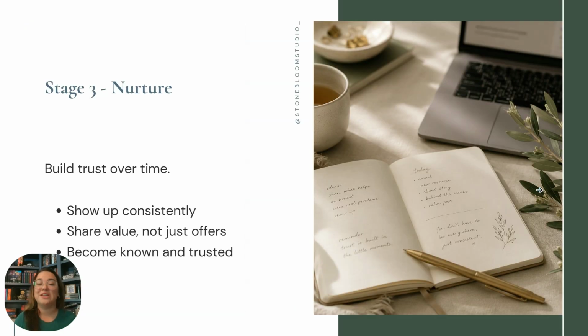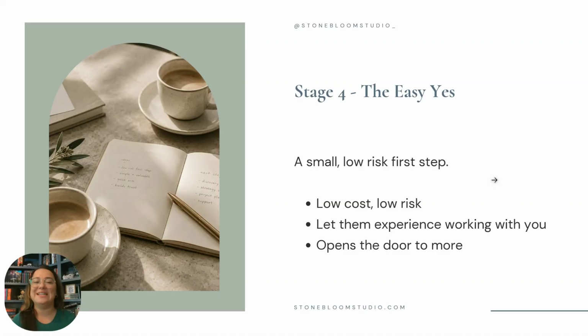From there, we go to stage 3, which is nurturing. This is where you are going to build trust over time, showing up consistently, sharing value through your email list, and not just trying to sell them constantly. That is what is going to get someone to know, like, and trust you.